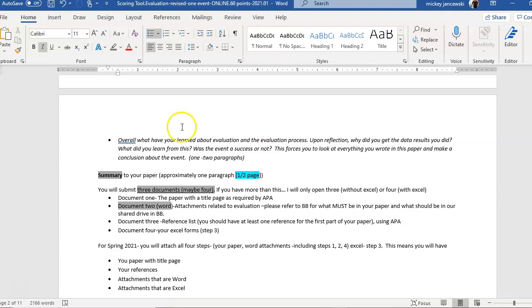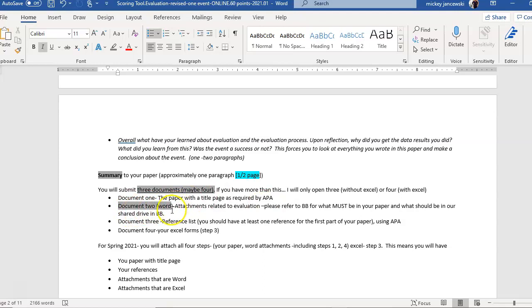So depending on what I tell you, the first document will be your paper with a title page as required by APA. Remember, the title page is not part of the 10 pages. So if your paper is 11 pages long, that means it's actually 10 because the title page is given as page 1.